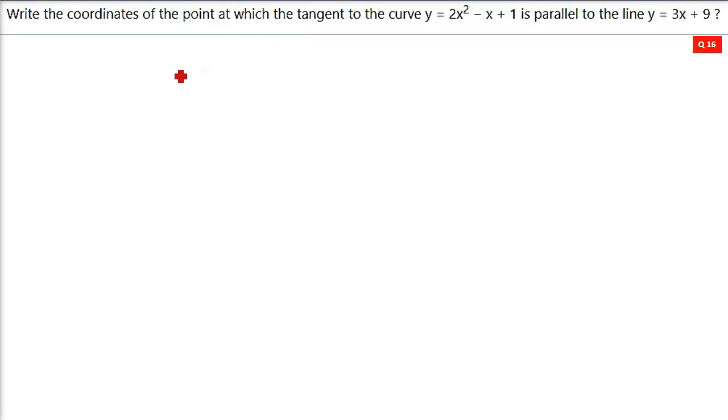But write the coordinates of the point at which the tangent to the curve, this one, is parallel to this line. So this is simply m. I can see it is 3. I have equated it with y equals mx plus 3. M is going to be equal to 3. So the slope is known now. But we have to find out the coordinates. So dy by dx we will find out. What will be dy by dx? It is 4x minus 1.